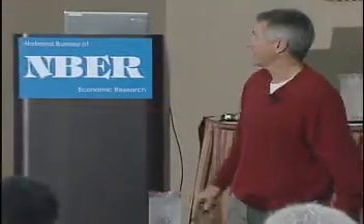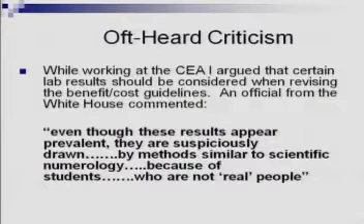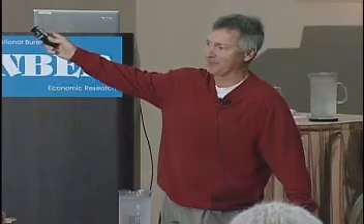Okay, and this is a verbatim quote from, I can't tell you his name, but it's fair to say he was a top-ranking White House official. "Even though these results appear prevalent, they are suspiciously drawn by methods similar to scientific numerology because of students who are not real people." Now, whenever I present lab work, this is the first line of defense that you give me. Look, John, these are students. They're just playing around. They're not real people. It's exactly what the White House thought back in 2002 as well.